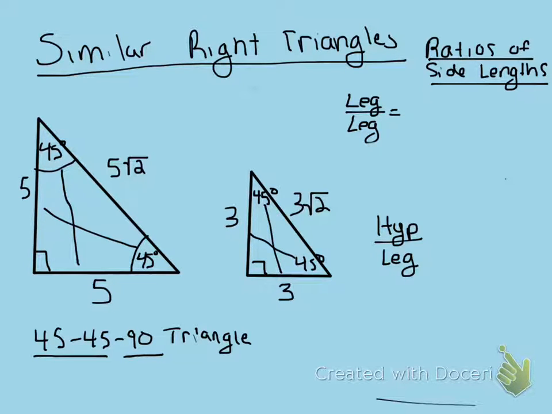So this is nothing new, but we're going to be looking at the ratios within the triangles. Now by that I mean we're going to look at the leg over the leg. We're going to look at the leg over the hypotenuse or the hypotenuse over the leg. And I want to show you and make you understand that the ratios are the same within these right triangles.